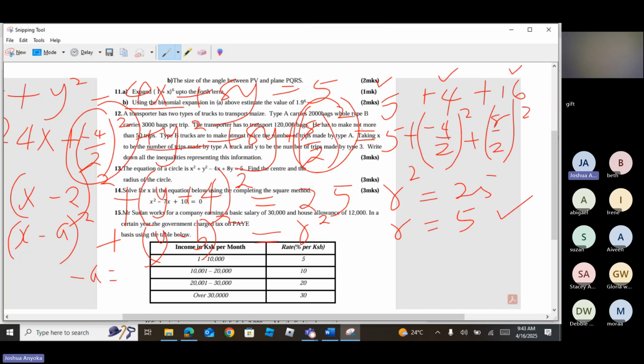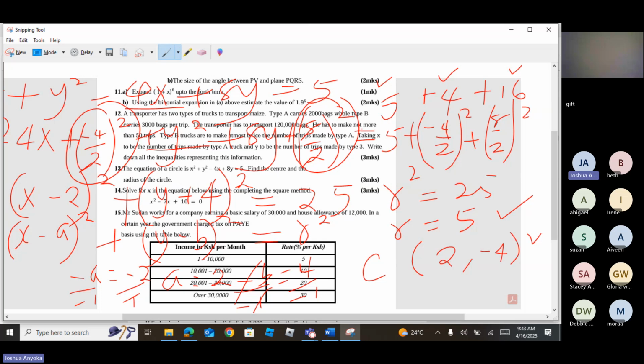Negative a is equal to negative 2 divided by negative 1, negative 1. So a is equal to 2. So the center a is equal to 2. Minus b is equal to 4 over minus 1 over minus 1. So b is equal to negative 4. So this is the center and this is the radius.